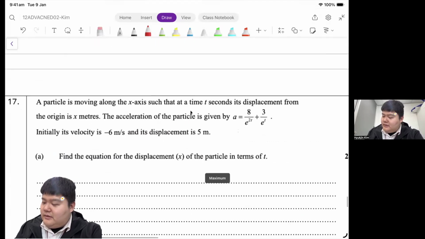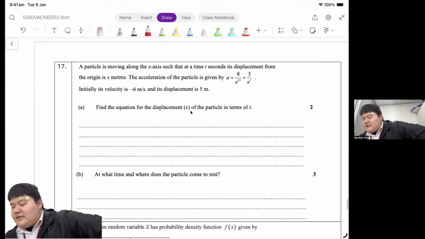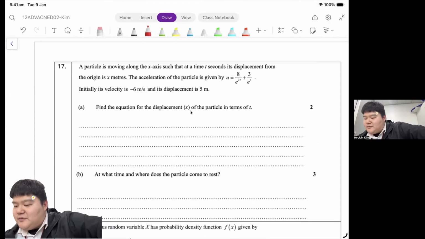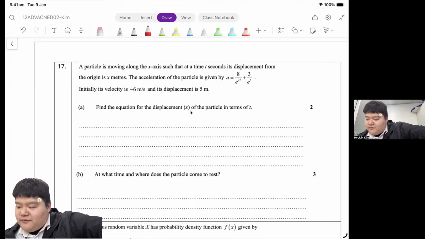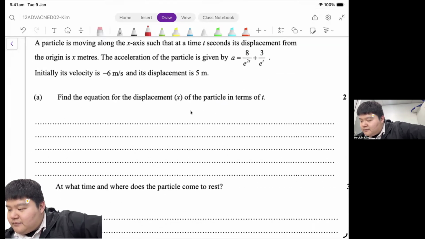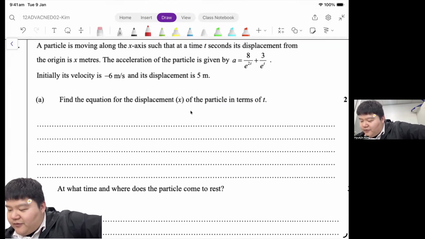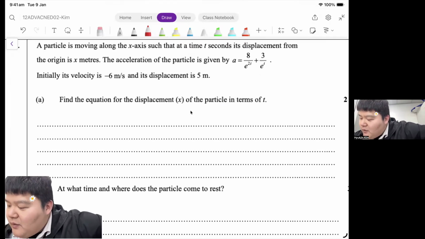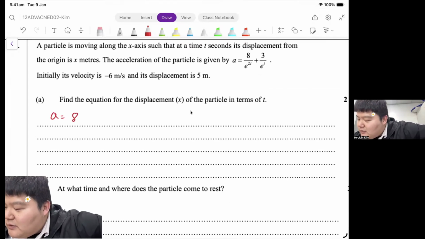A particle is moving along the x-axis such that at time t seconds its displacement from the origin is x meters. The acceleration of the particle is given by a equals 8 e to the power of negative 2t plus 3 e to the power of negative t. We're looking for the equation of the displacement.